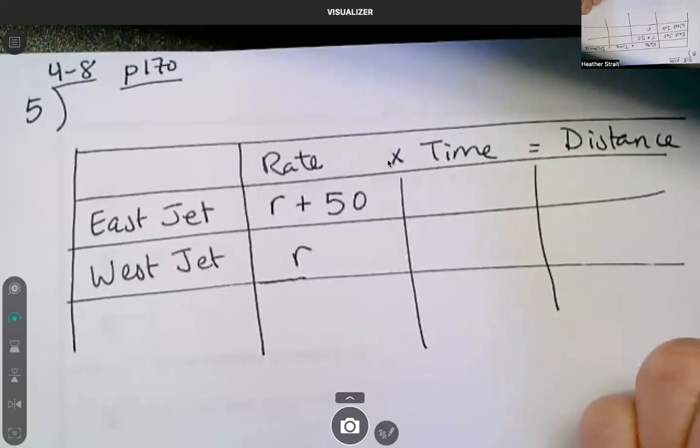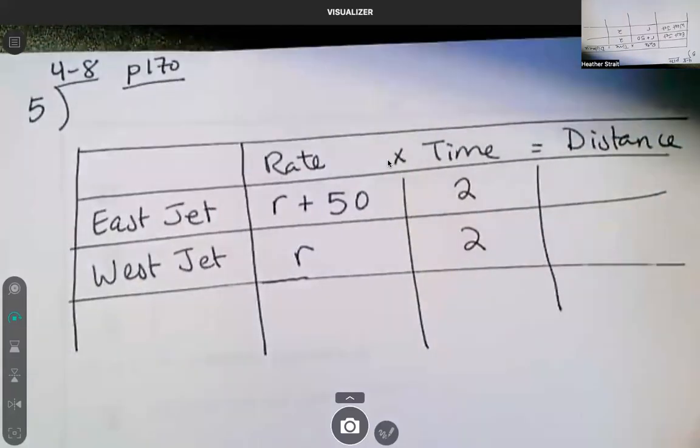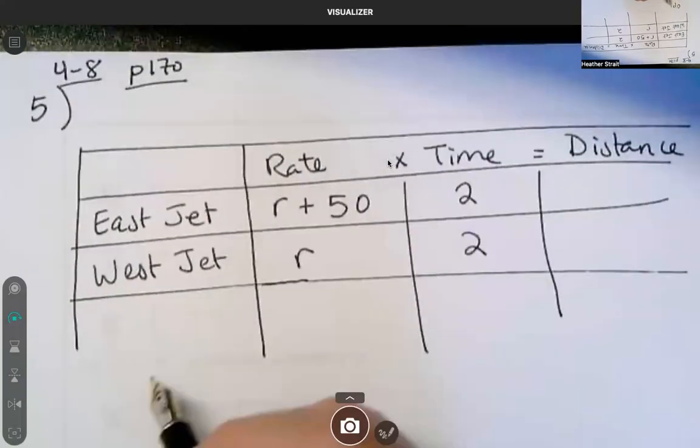Yeah. Okay. And at 11 a.m., the planes are 2,500 kilometers apart. Their time is equal, yeah? They both are flying for 2 hours, at which time they are 2,500 kilometers apart. Okay. Motion in the same direction, opposite direction. East and west. One's going east and one's going west. So they're opposite. Okay, opposite direction.